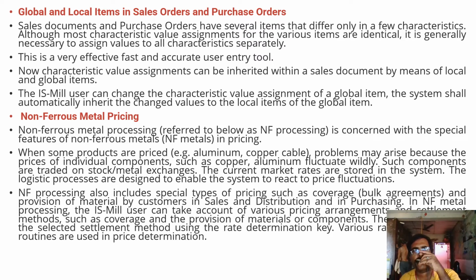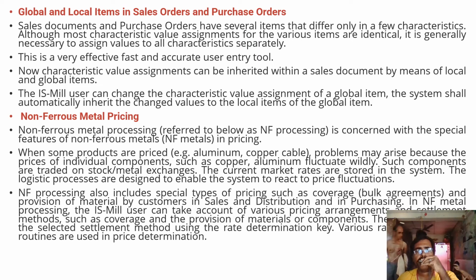And a very important thing, actually, we have non-ferrous metal pricing. Non-ferrous metals processing, referred to simply as NF processing, is concerned with the special features of non-ferrous metals, NF metals, in pricing. So the non-ferrous metal pricing procedure is very important, right? Because of the very drastic change in the price on a day-to-day basis for gold, silver, copper, titanium, all these things, non-ferrous metal pricing is a very important characteristic to be considered and efficiently configured from the SAP side.